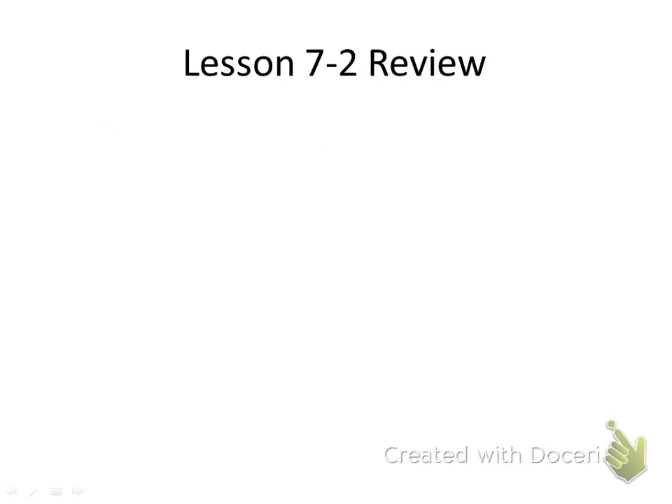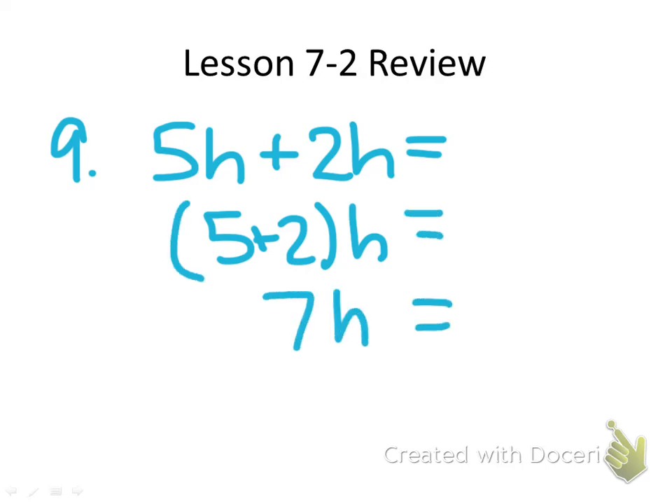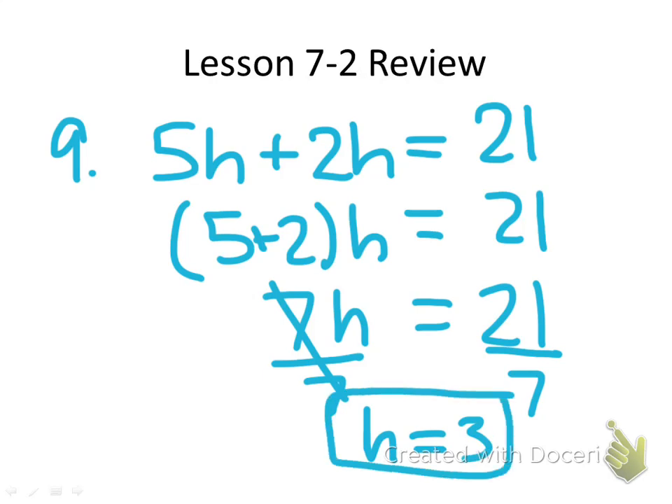Number 9, we're going to finally solve. So now we're going to combine like terms to solve. So I have 5h plus 2h. Well, 5 plus 2 is 7h. So now I can undo my multiplication problem with division. So the opposite of multiplying is dividing. So 7 divided by 7 is 1, so I have 1h equals 21 divided by 7 is 3. So my answer is h equals 3.